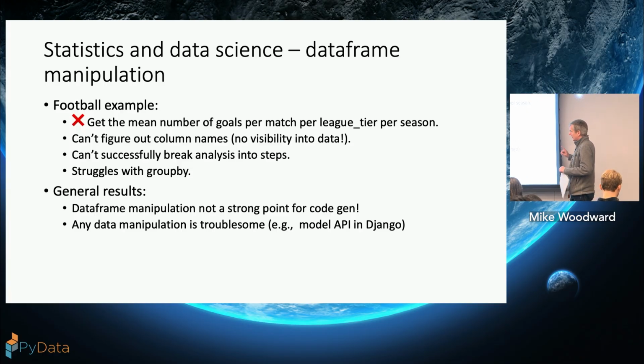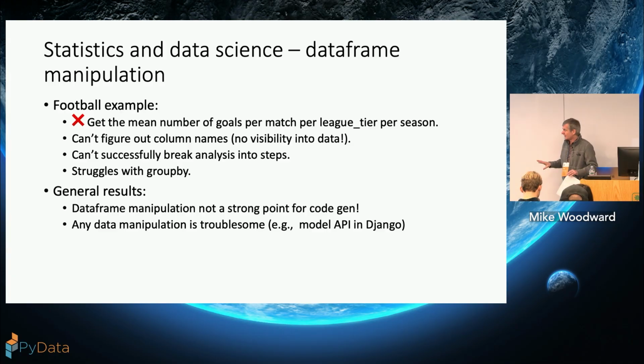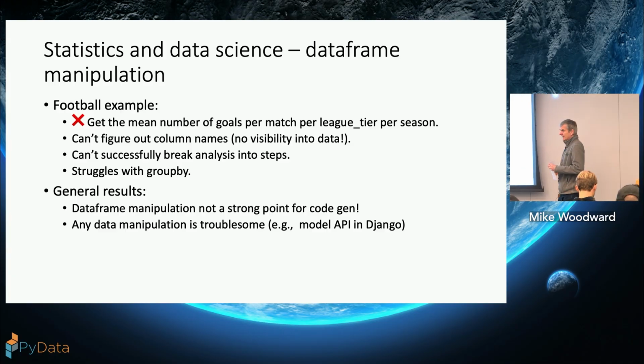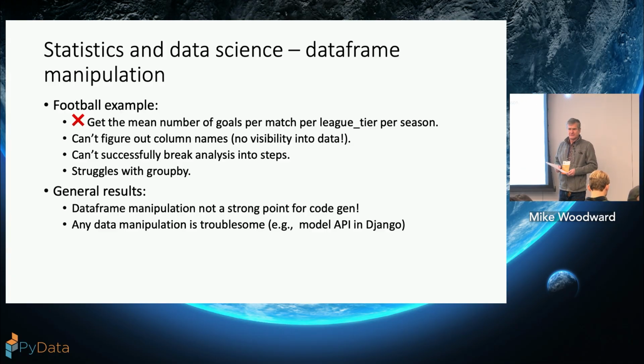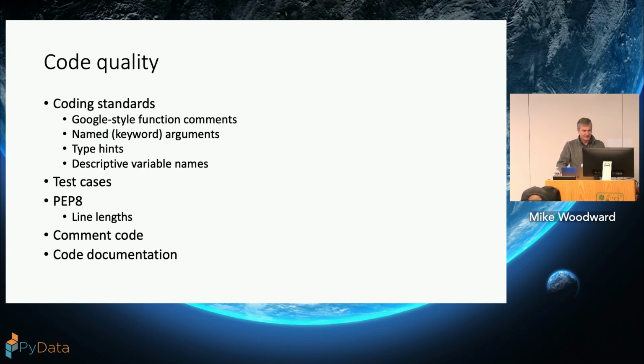Data frame manipulation is not a strong point for CodeGen. Model.py, the model API for Django, really doesn't do very well on aggregations. Surprisingly, it does quite well on SQL code generation for reasons I've not quite figured out. But generally, any data manipulation of any complexity is really not good in code generation. You have to do it yourself, which poses some interesting problems, doesn't it?